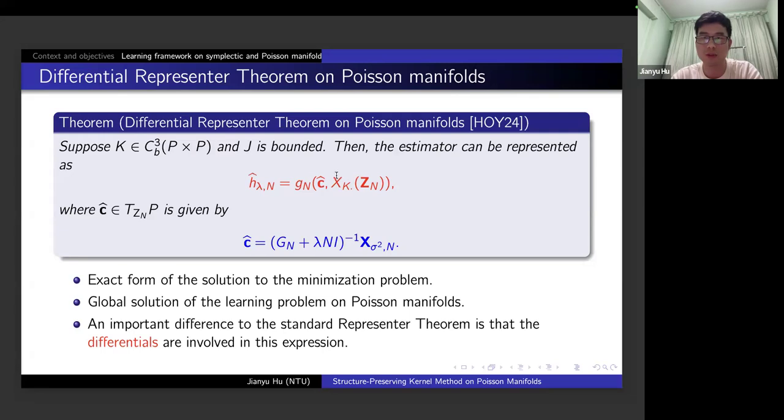An important difference from the standard representer theorem is that the differentials are involved in this expression. So here we take the Hamiltonian vector field of the kernel K, which can be regarded as a function of the second variable of the kernel. Since Gn is positive semi-definite as shown before, the coefficient C hat is well defined and actually unique. Then we can compute the estimator globally using the data and the given kernel.